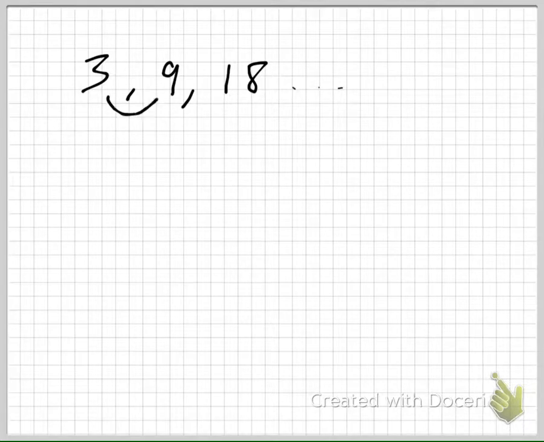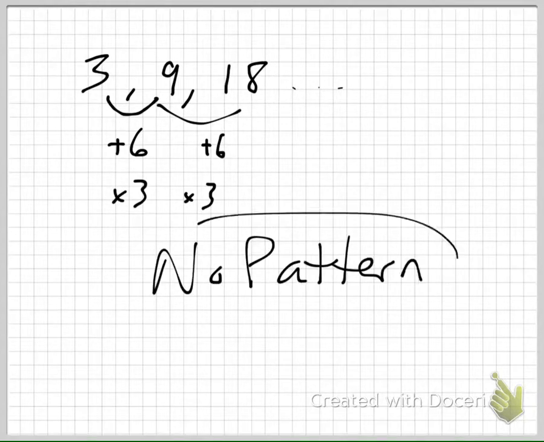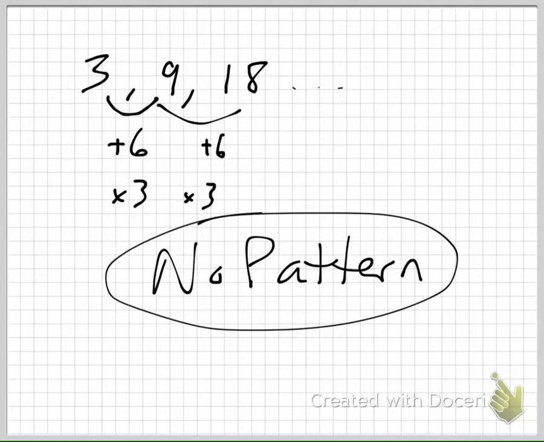At first, you're going to go, okay, how could the 3 become a 9? What are my options? Could be a plus 6 or times 3. Agreed? Add 6 or times 3. That's my options. The next one. If it is plus 6, then is 9 plus 6 18? No. If it is times 3, is 9 times 3 18? No. So here's the rule for this pattern, is that there is no pattern. Does that make sense?